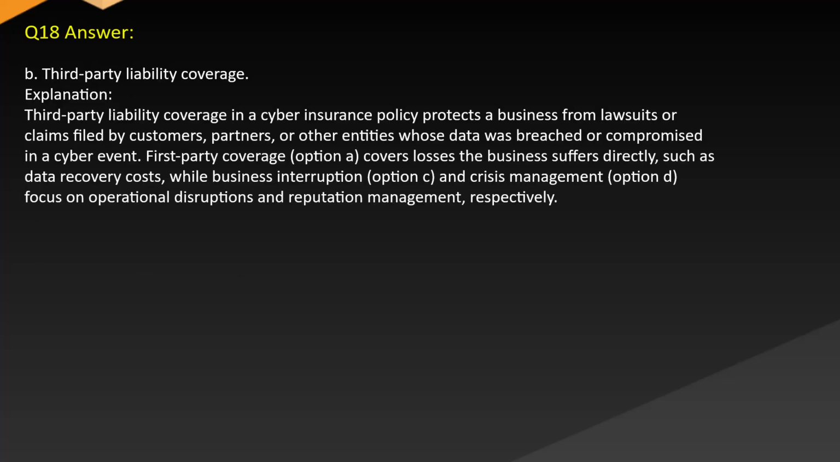Third-party liability coverage. Explanation. Third-party liability coverage in a cyber insurance policy protects a business from lawsuits or claims filed by customers, partners, or other entities whose data was breached or compromised in a cyber event. First-party coverage, option A, covers losses the business suffers directly, such as data recovery costs, while business interruption, option C, and crisis management, option D, focus on operational disruptions and reputation management, respectively.